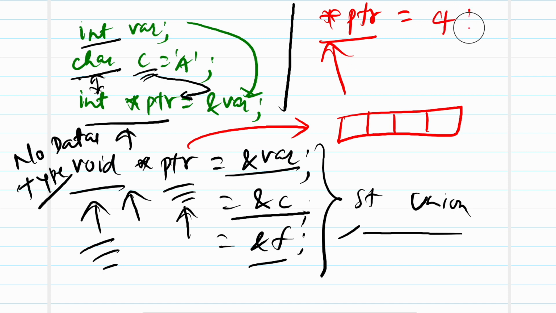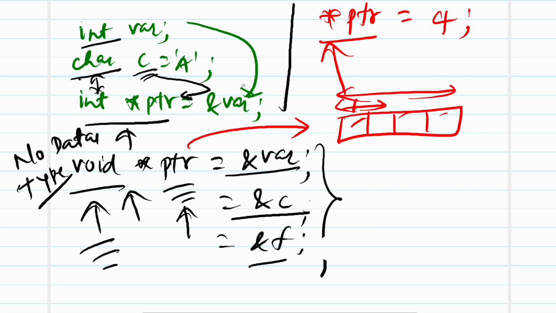Let's say I'm writing *ptr = 4. Our compiler isn't aware of how many bytes it has to update on the memory, either 1 byte, 2 bytes, 4 bytes, or 8 bytes. It is not aware. So to solve this problem, you need to typecast this first before accessing it. You need to tell the compiler in what data type you want to access it.